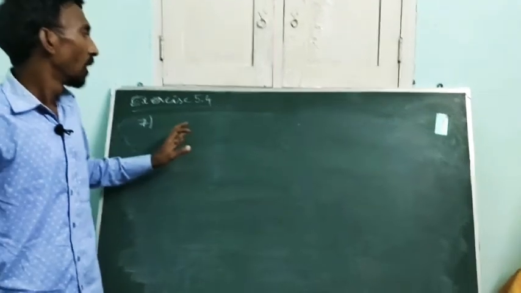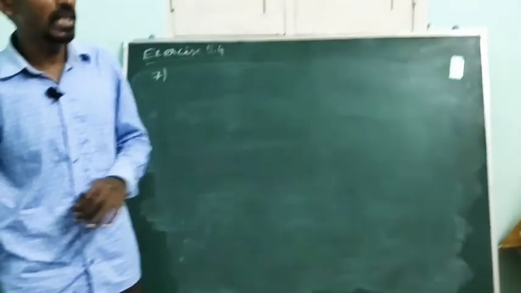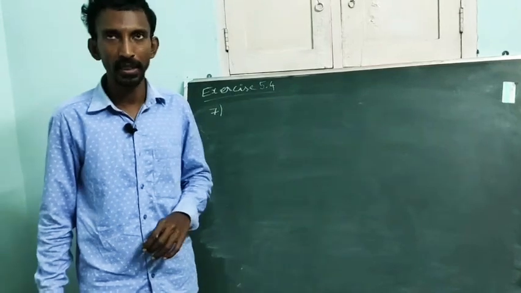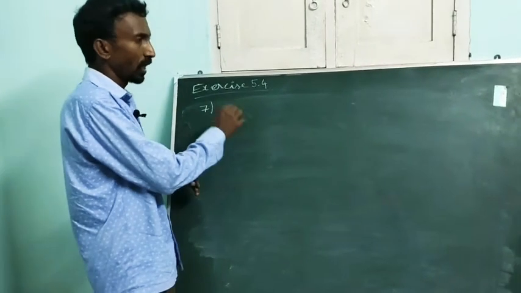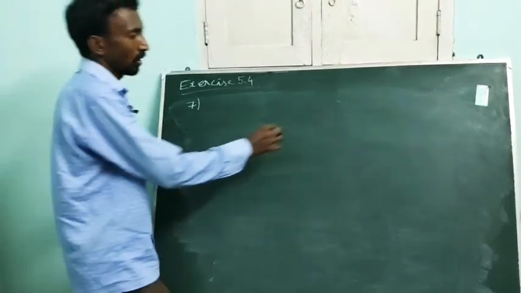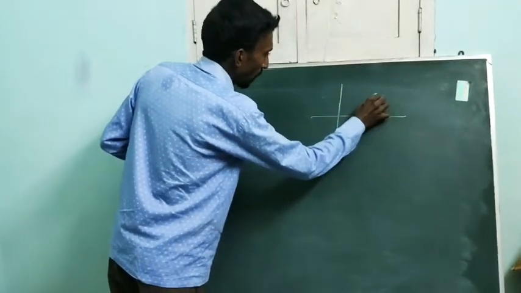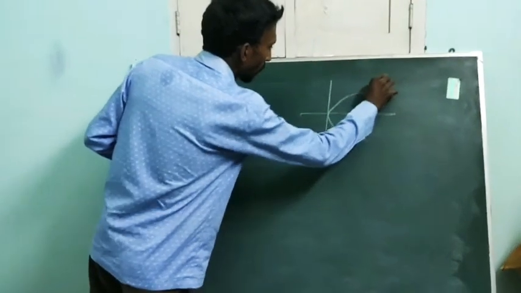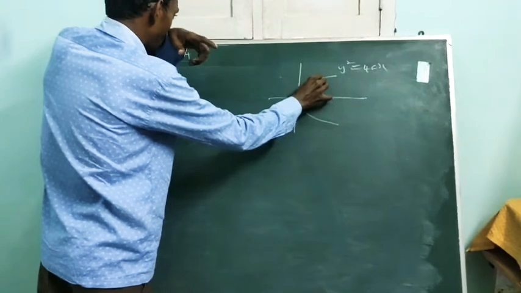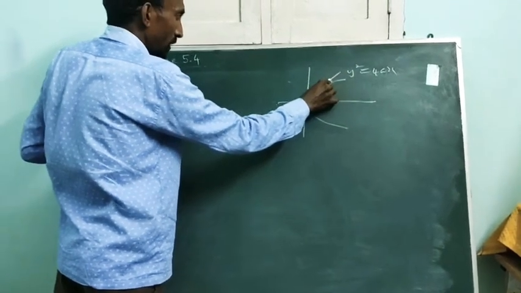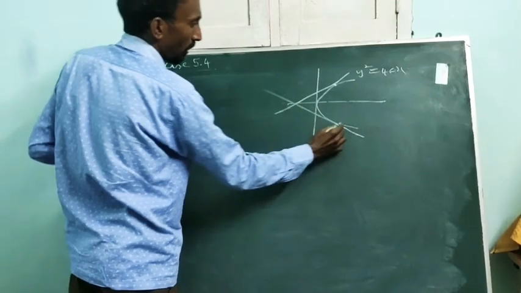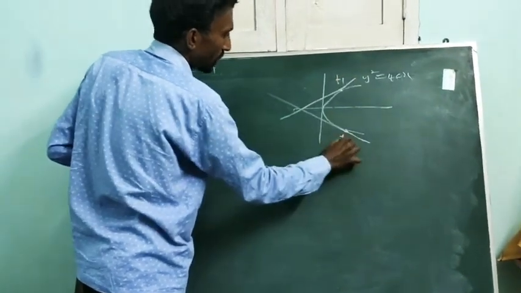Question number 7. The question is, prove that the point of intersection of the tangents at t1 and t2 on the parabola y square equal to 4ax is at t1 t2 comma a into t1 plus t2. So listen. It is the parabola opening rightward, y square equal to 4ax. So it is possible to draw two tangents. It is the tangent at t1, and here another point, t2.